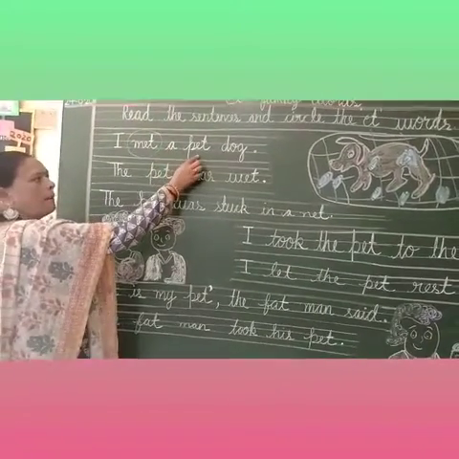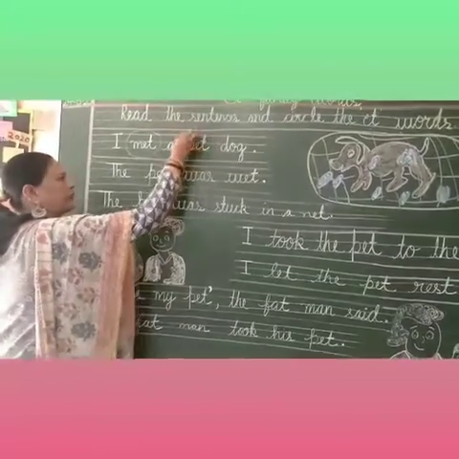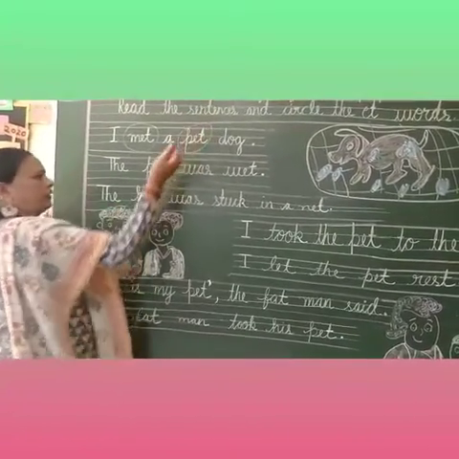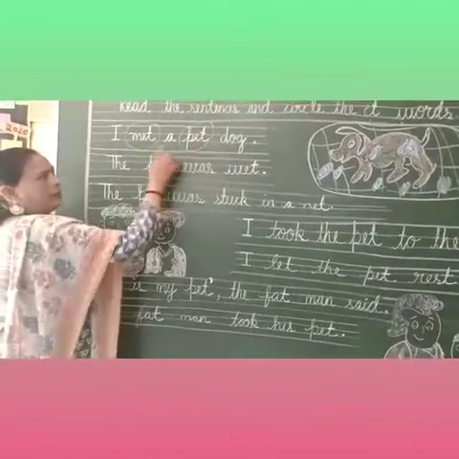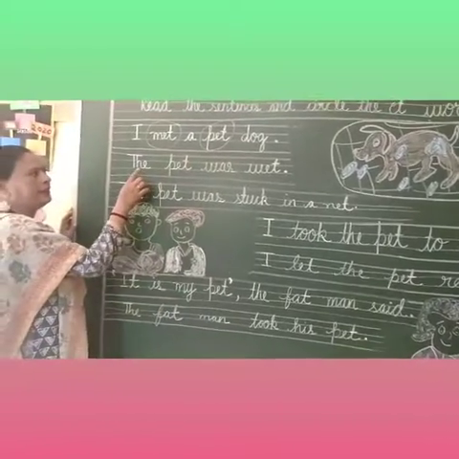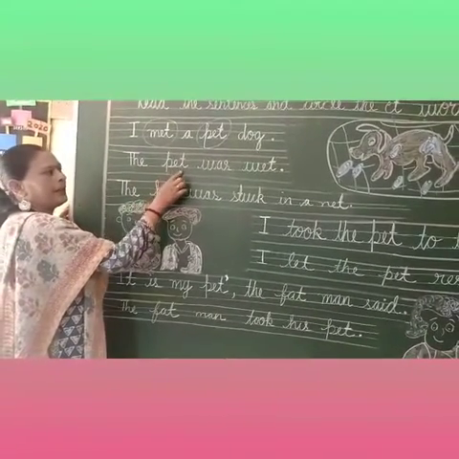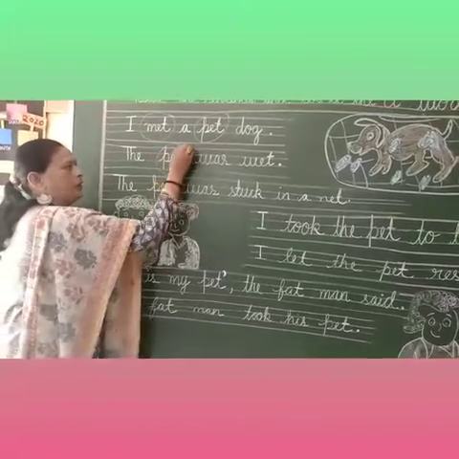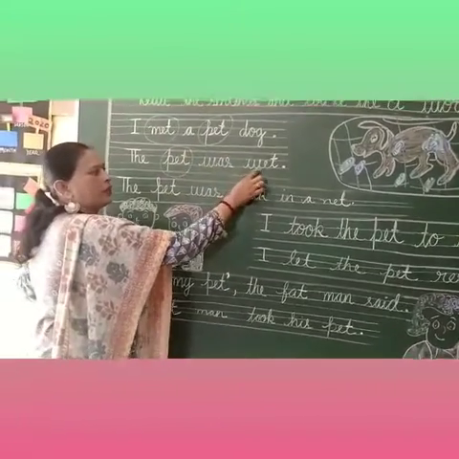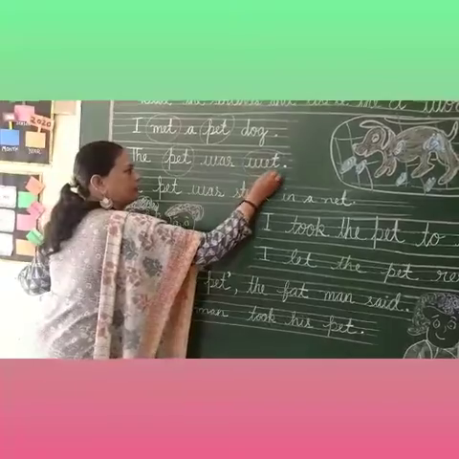A, no at word is here. Now come to the next line. The pet. P, et, pet. Was wet. W, et, wet.